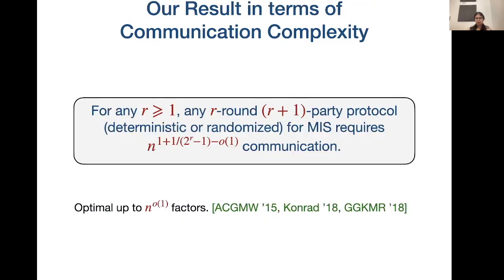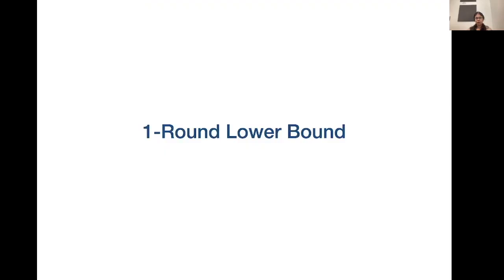In the context of communication complexity, our result says that for any r at least 1, any r round, r plus 1 party protocol for MIS requires n raised to 1 plus 1 over 2 raised to r minus 1, minus little o of 1, communication. And this is optimal up to n raised to little o of 1 factors. I'm going to talk about the one round lower bound of omega of n squared, and then we'll see about extending it to multiple rounds.